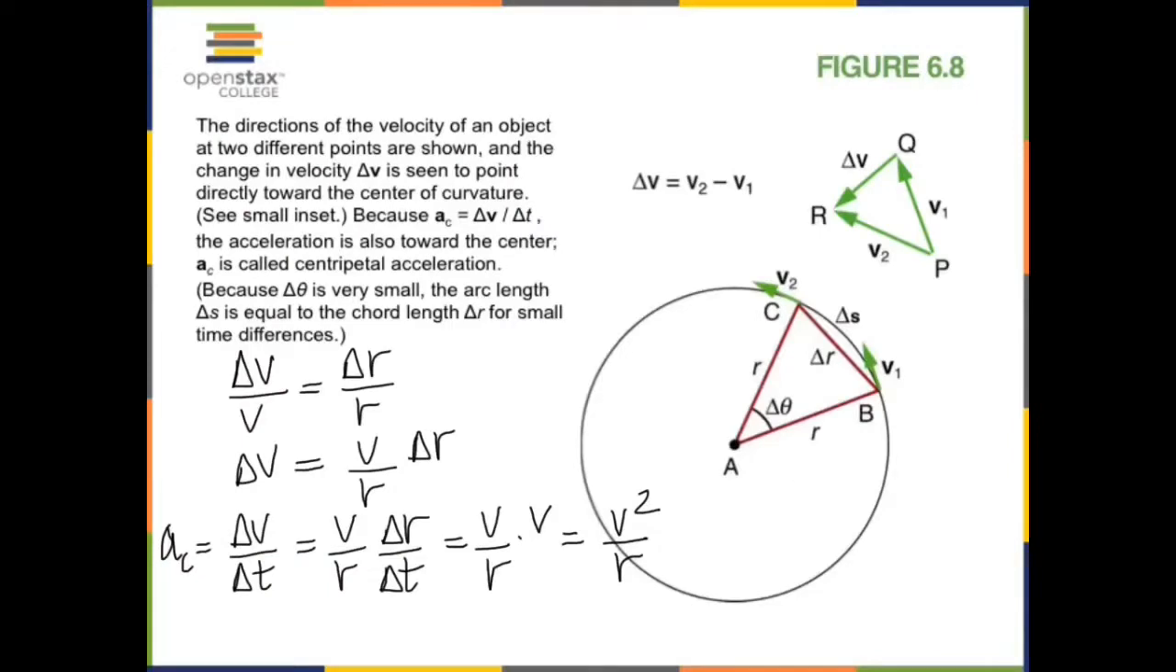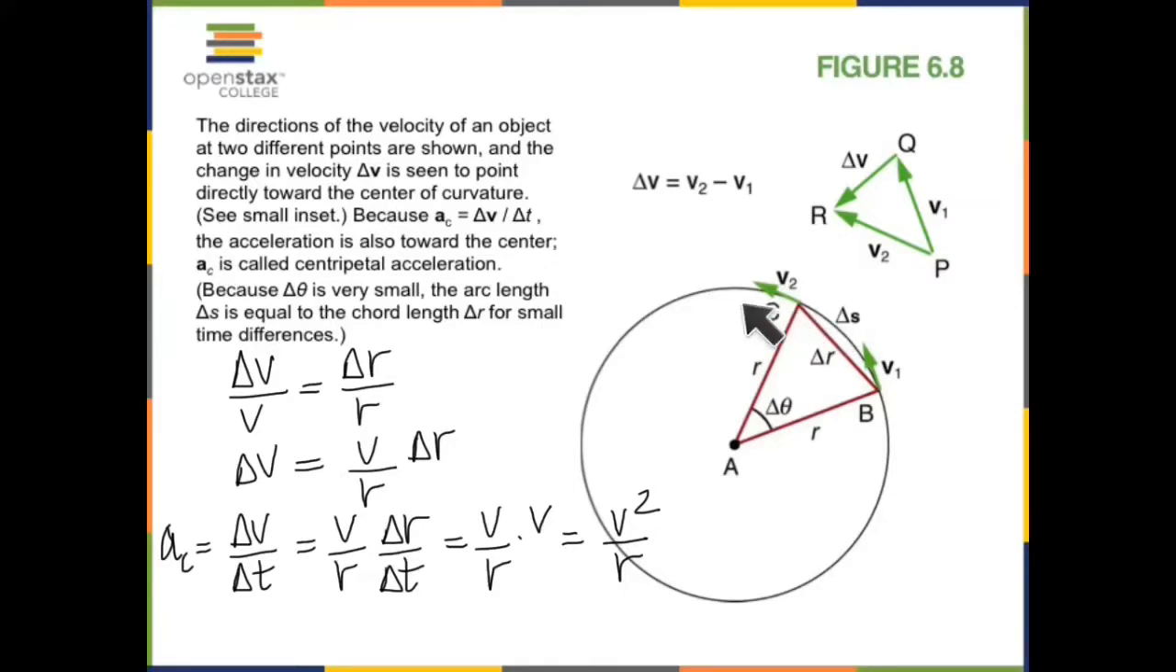Here I have derived the formula for centripetal acceleration. But let me first introduce centripetal acceleration. Whenever you have an object moving in a circular path, there will be a centripetal acceleration. And the direction of the centripetal acceleration is always towards the center of the circle. So even if the velocity is constant in magnitude, it still has an acceleration towards the center of the circle.